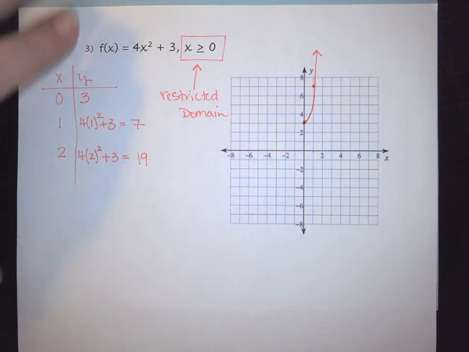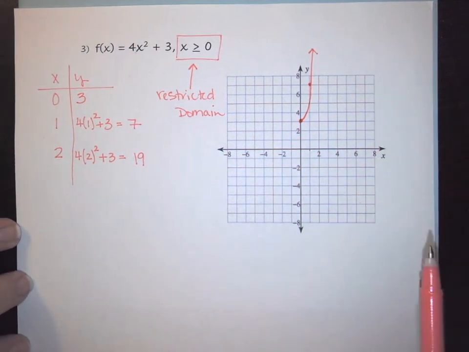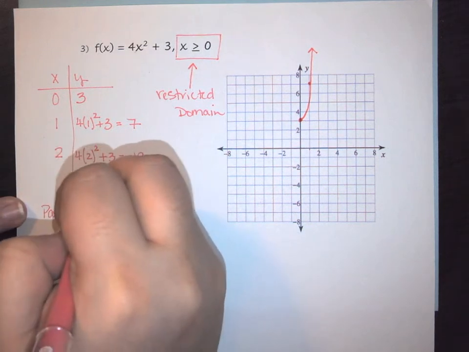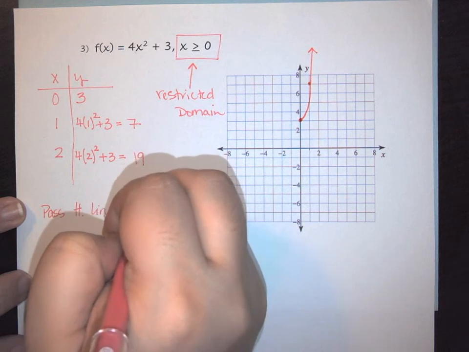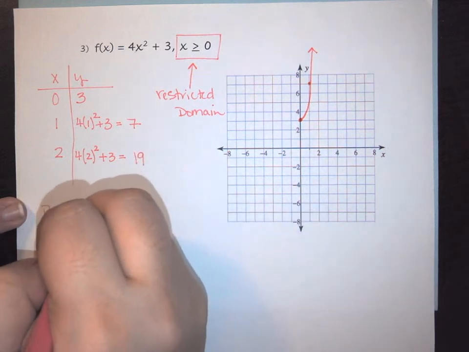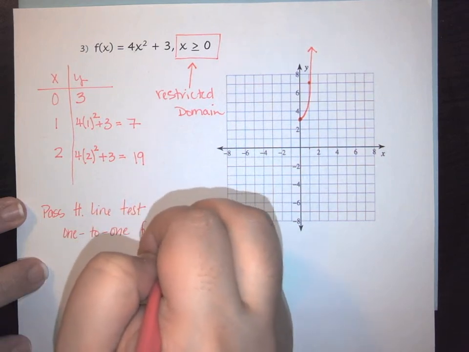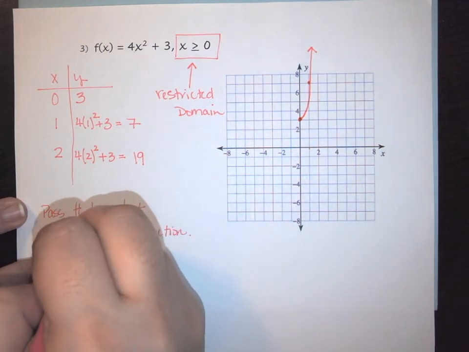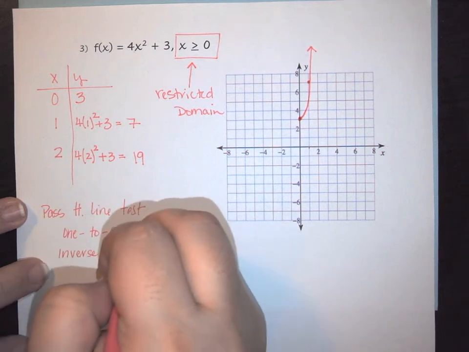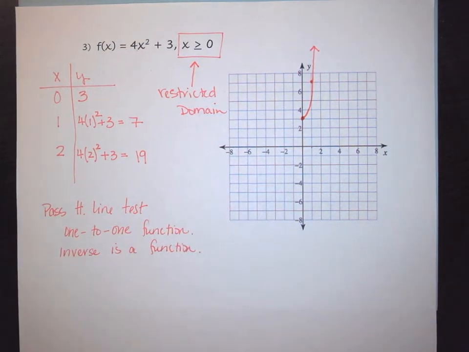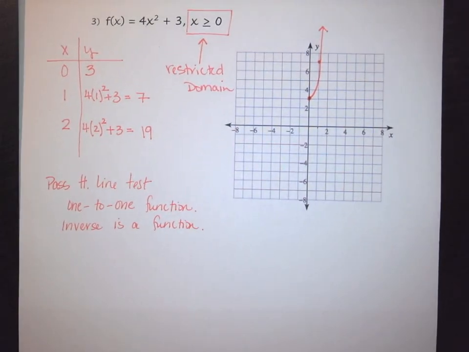Again, the restricted domain automatically tells you that you're going to pass that horizontal line test. So you're going to pass that horizontal line test. So this means that you have one-to-one, which means that your inverse is a function. Now you may notice that I'm hammering that point in, but that's because it is extremely important that you understand what one-to-one functions are telling you.